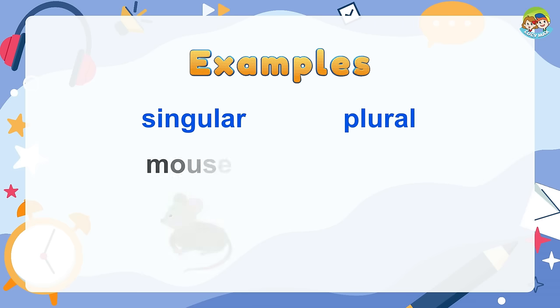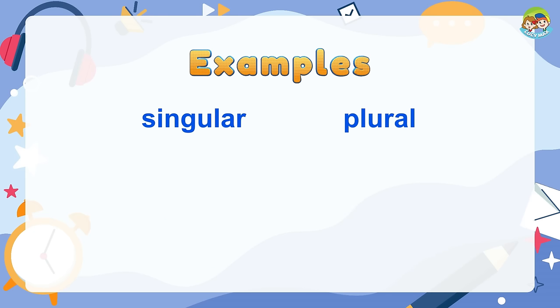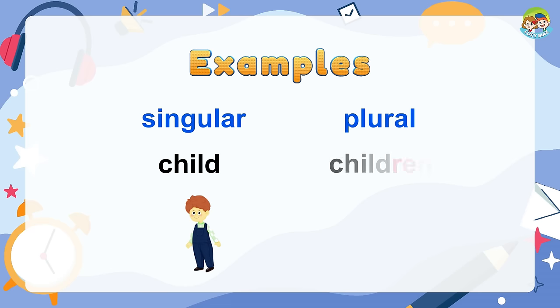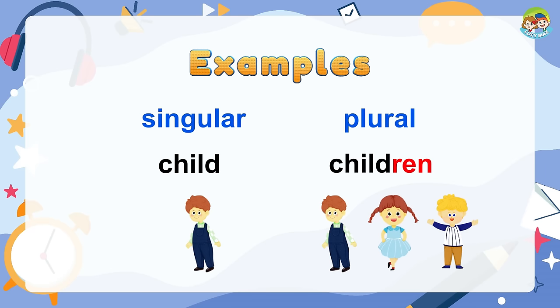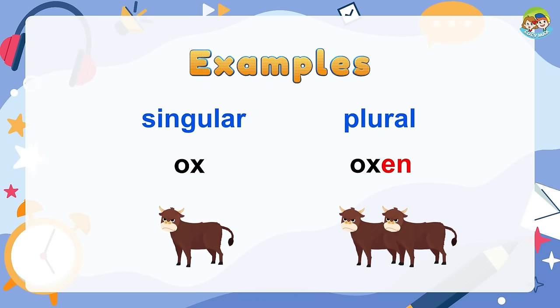Next we have mouse. One mouse, two mice. The next one is child. Child is singular. The plural form is children. The next one is ox. One ox, two oxen.